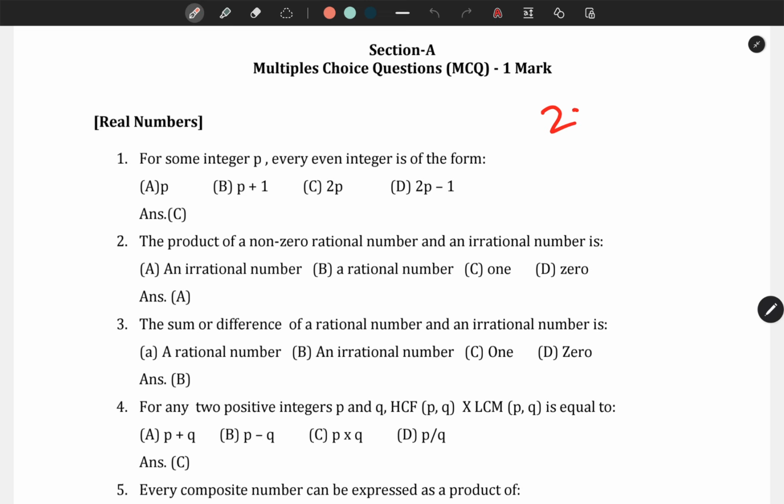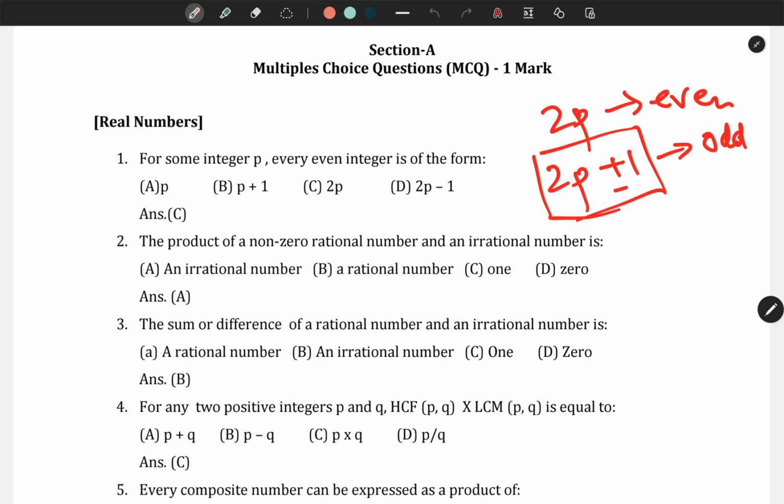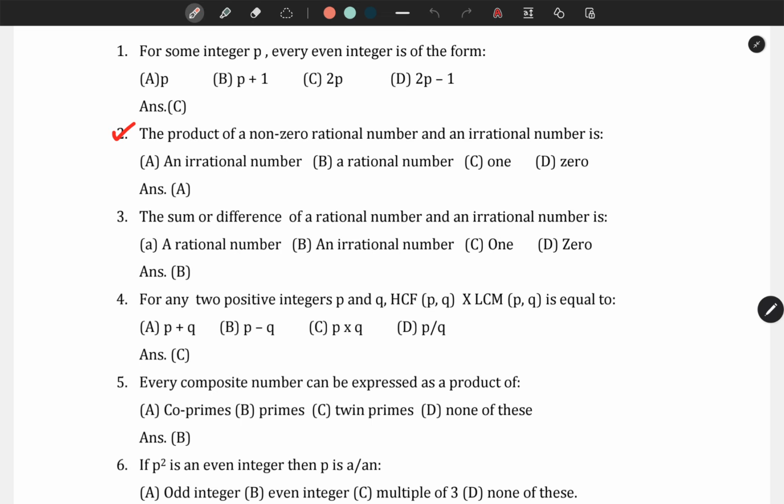And since 2p is always even, if we add 1 or subtract 1, it's always going to be odd. So odd numbers will be either in the form of 2p plus 1 or 2p minus 1. Question number 2: the product of a non-zero rational number and an irrational number is.